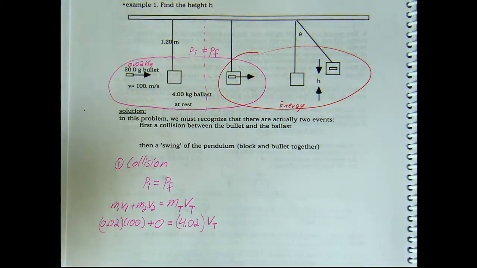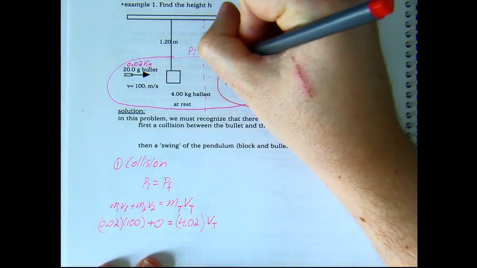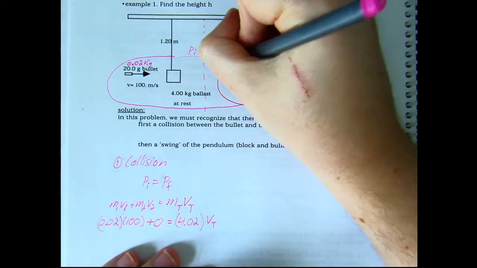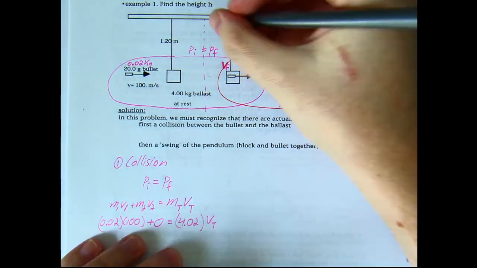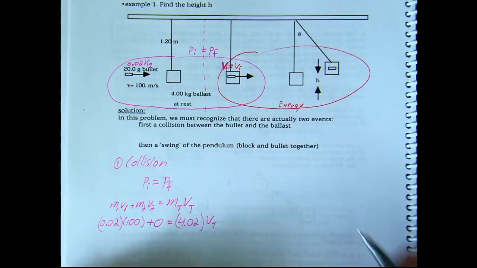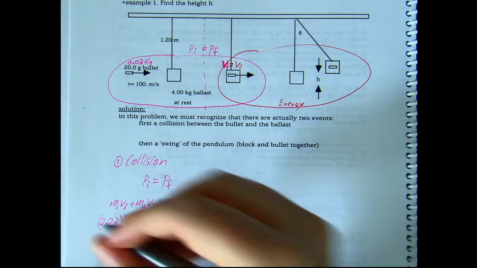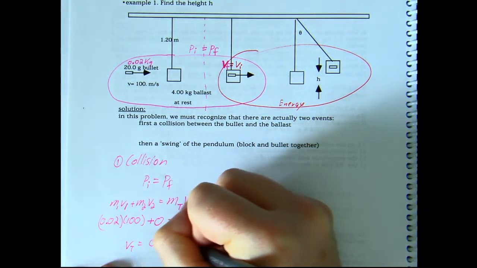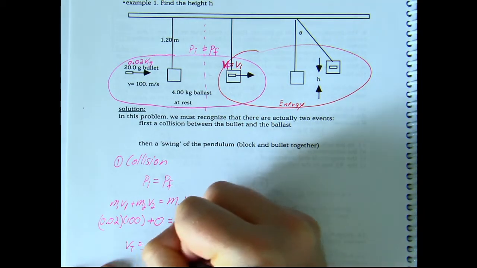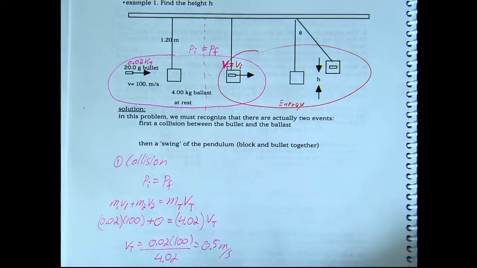And why do we want to know that? Well, we want to know that because the velocity that this thing launches off at, this v final in the momentum part of the problem, is going to equal the initial velocity for the energy part of the problem. So let's finish this off. We're going to get that v total equals 0.02 times 100 divided by 4.02, which equals 0.5 meters per second. That's kind of cool.